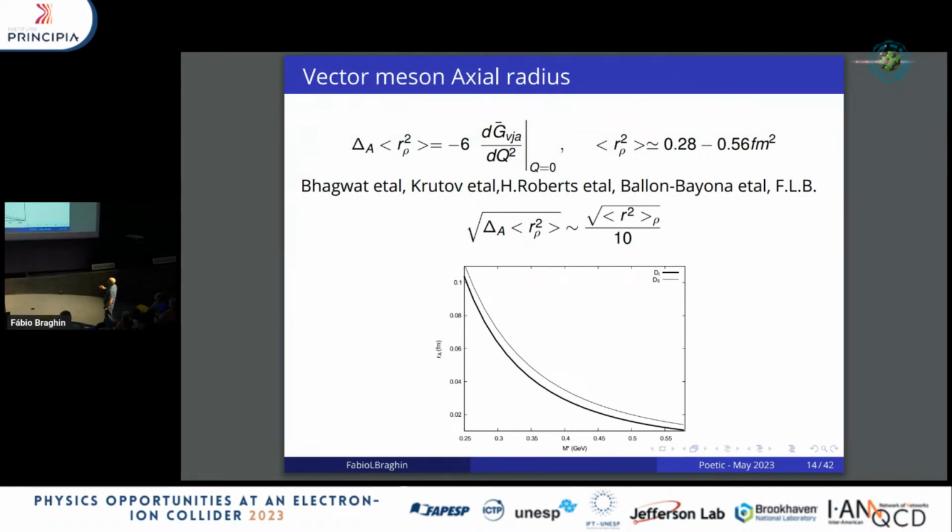And when you calculate the axial quadratic radius of the rho, this goes to 10% of the standard value that people usually calculate. And this is a plot of the dependence of this axial radius of the rho as a function of the quark effective mass for 2 different effective gluon propagators.